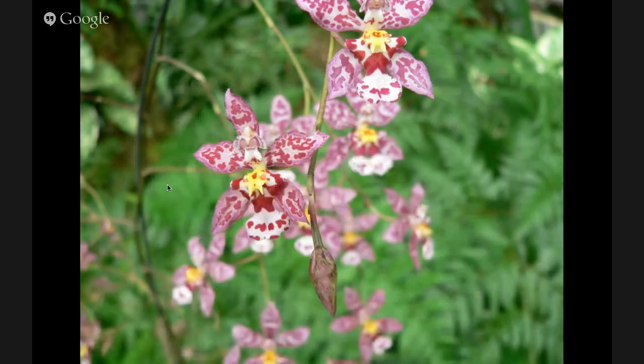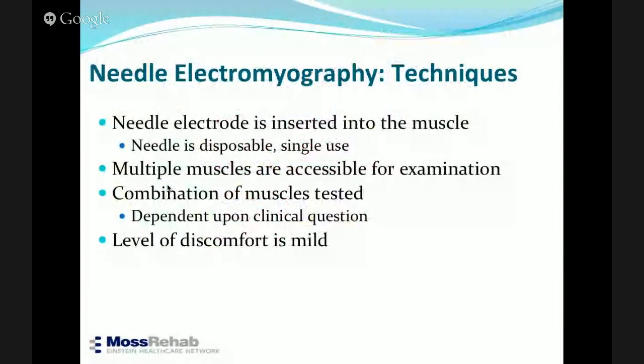All right, that's for the nerve conduction studies. You want to go to the EMG piece? For another 10 minutes. Well, let's run through very quickly.